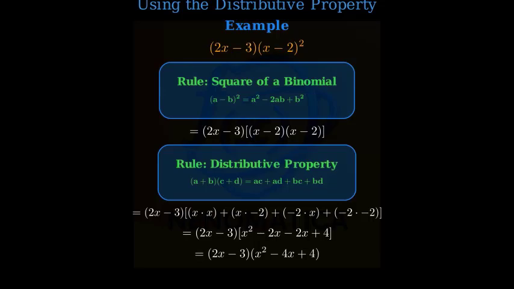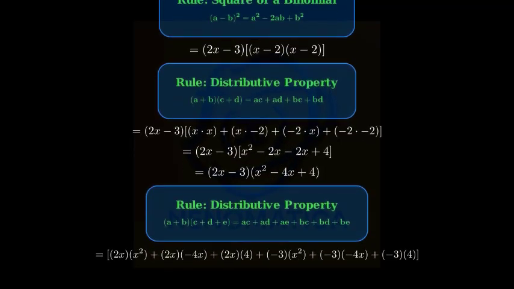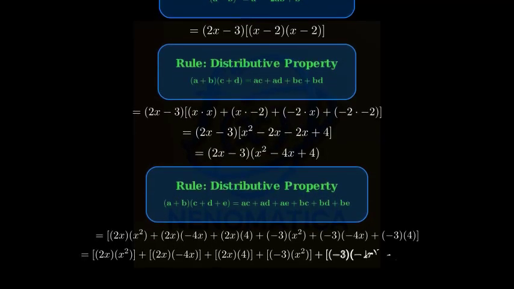Now we need to multiply 2x minus 3 and x squared minus 4x plus 4. We'll use the distributive property again. This means we multiply each term in the first bracket by each term in the second bracket. So we have 2x times x squared plus 2x times negative 4x plus 2x times 4 plus negative 3 times x squared plus negative 3 times negative 4x plus negative 3 times 4.